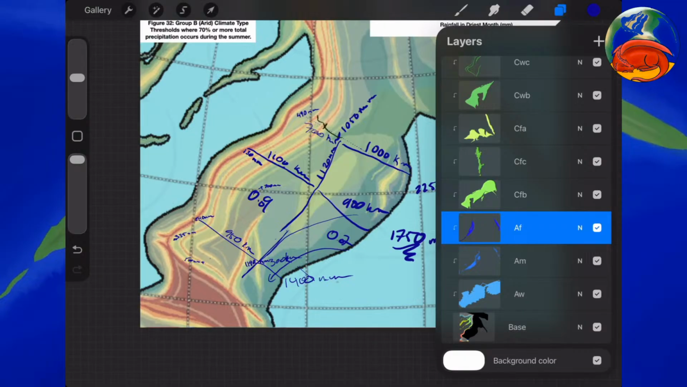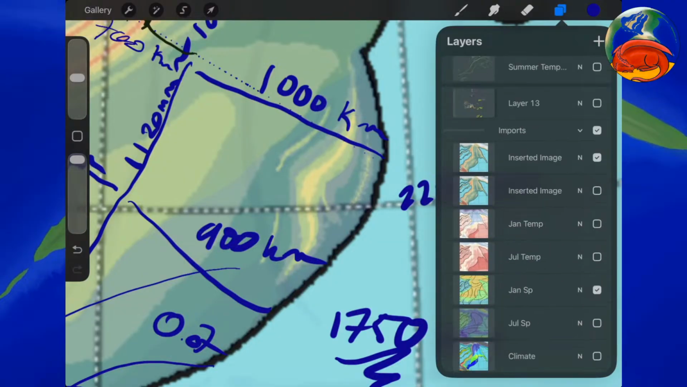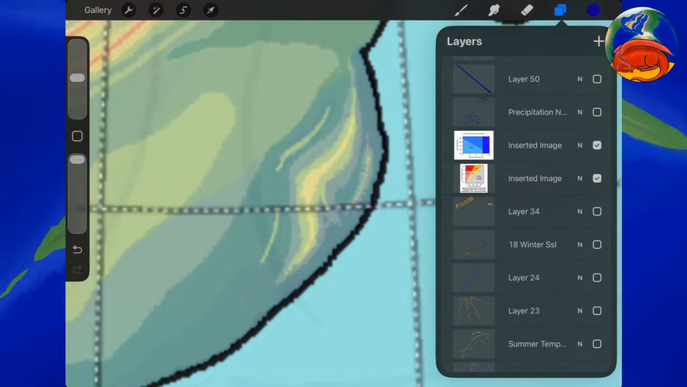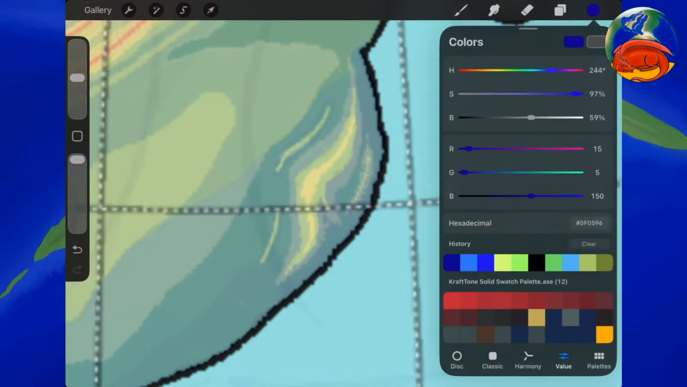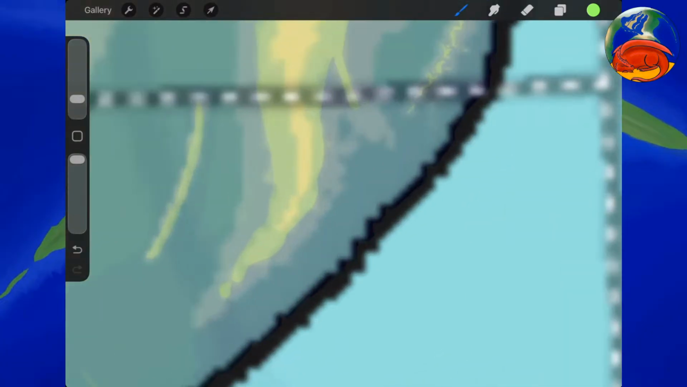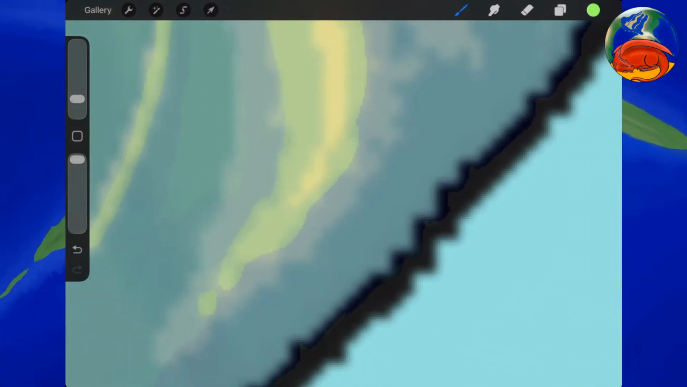All right, so now we can go to CFB. Get rid of some of this precipitation stuff that's up. Lower the sizes here. And let's get into it.